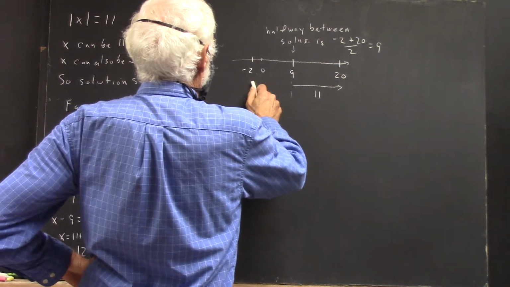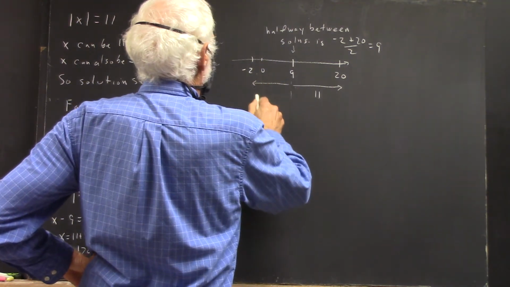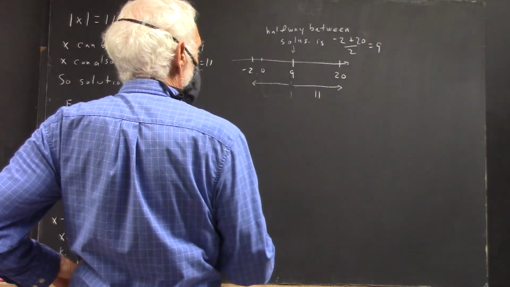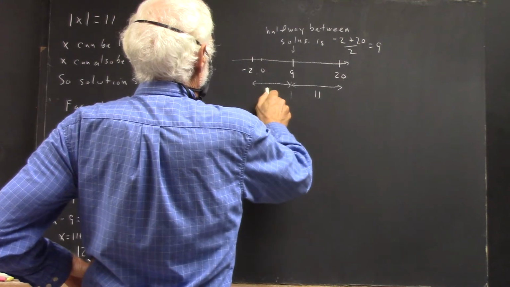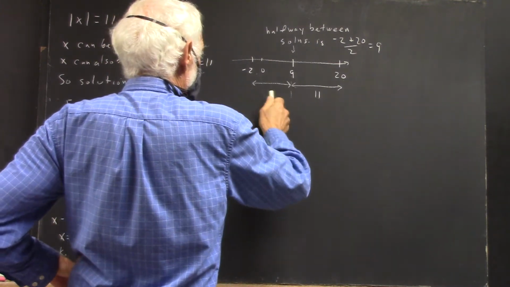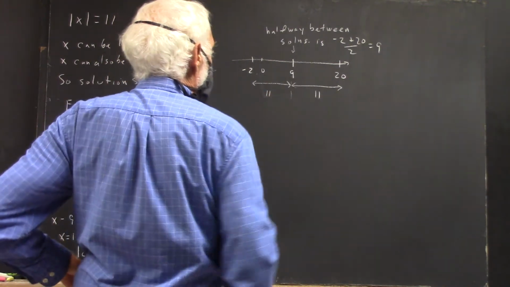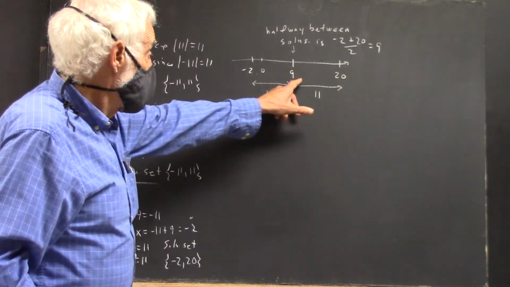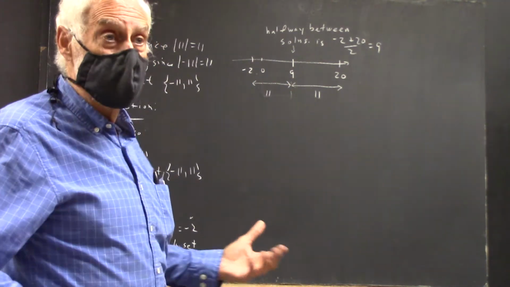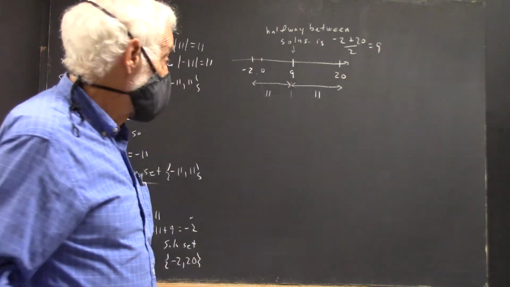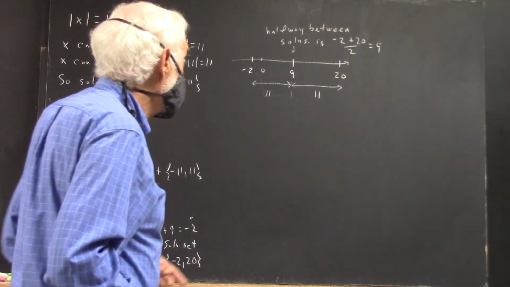And then in this direction, this distance here is 11. Now I'm going to make it a distance, not a directed displacement. So this distance is also 11. From negative 2 to 9 is 11. You can, again, count that on your fingers, almost. Borrow a finger somewhere.